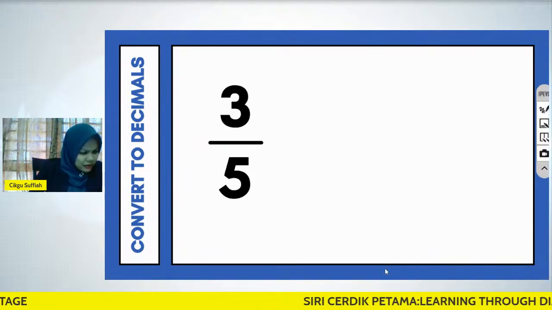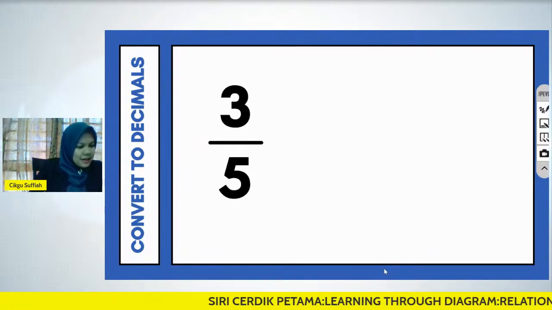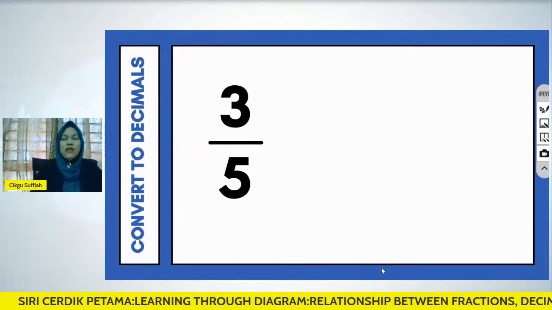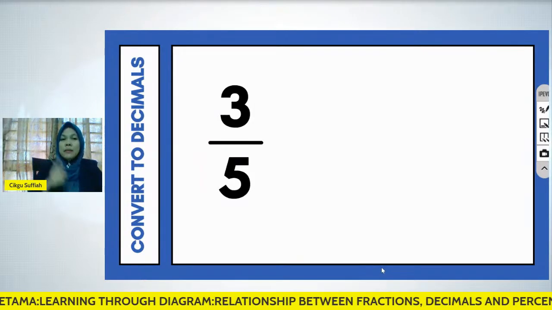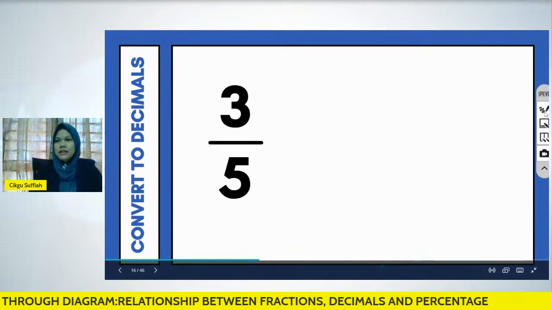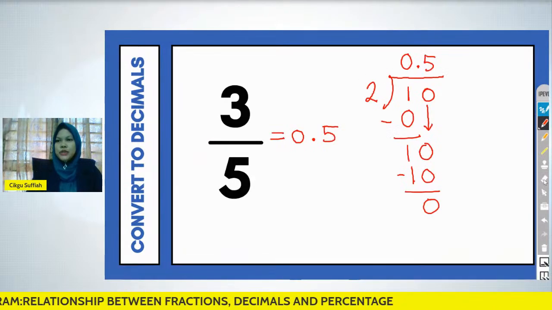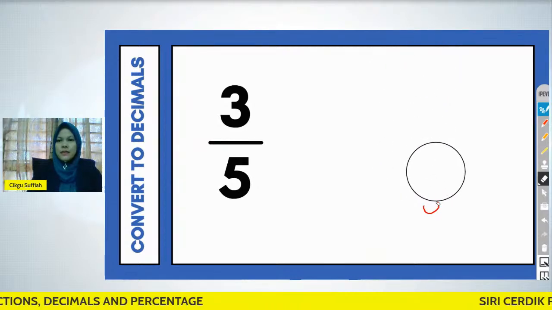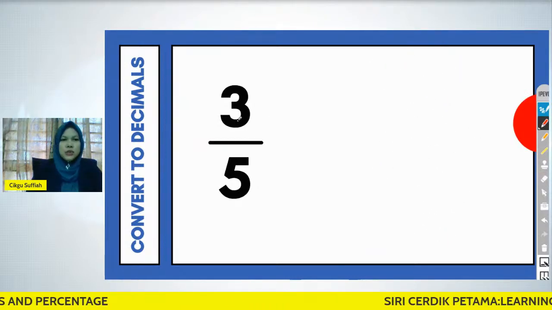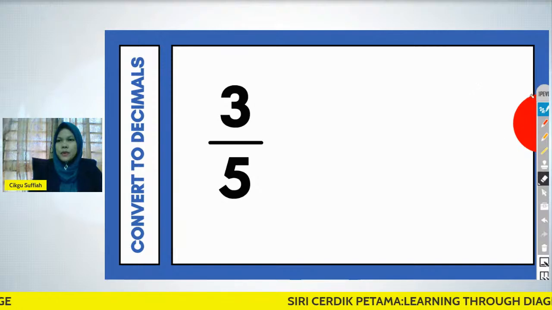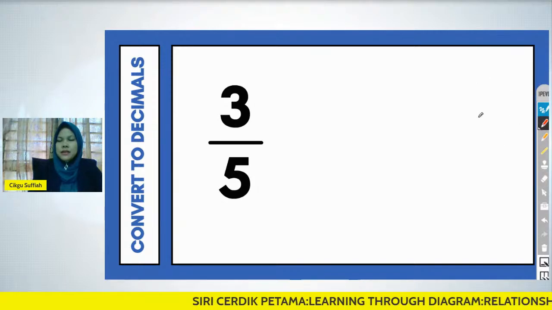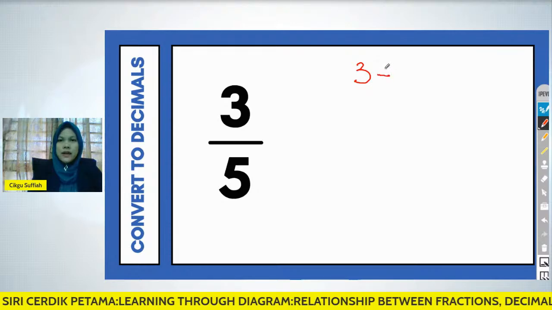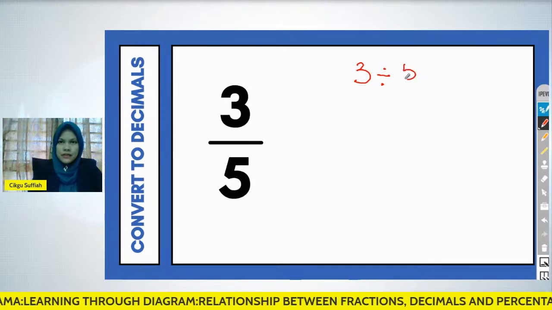3 over 5 equals 5 divided by... No, sayang. Shamila, 3 over 5 is not 5 divided by 3, sayang. 3 over 5 is 3 divided by 5, sayang. Okay? Don't do the opposite around, okay? Wait, yeah, I show you. 3 over 5 is actually 3 divided by 5.